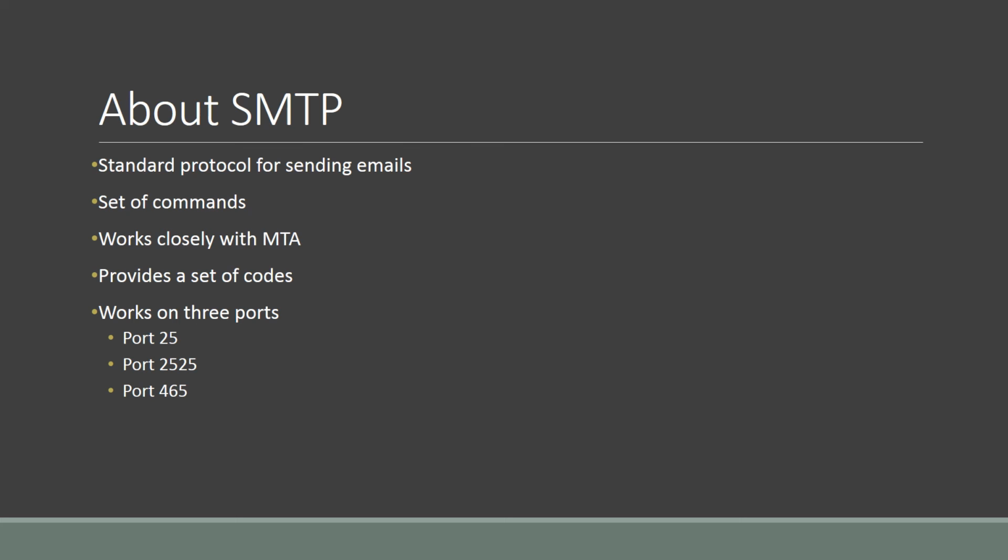About SMTP. SMTP stands for Simple Mail Transfer Protocol. This is the protocol used for sending email over the internet. Your email client uses SMTP to send a message to the mail server, and the mail server uses SMTP to relay that message to the correct receiving mail server. Basically, SMTP is a set of commands that authenticate and direct the transfer of electronic mail. SMTP works closely with something called a Mail Transfer Agent, or MTA for short, to send your communication to the right computer and email box. SMTP provides a set of codes that simplify the communication of email messages between email servers.